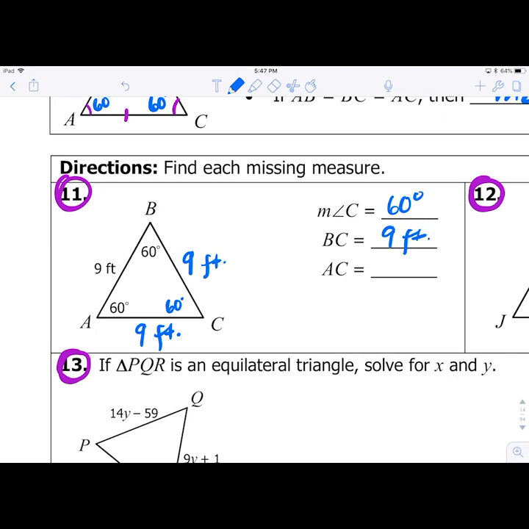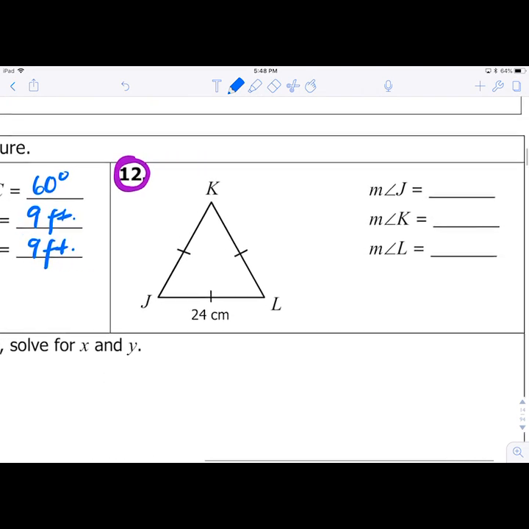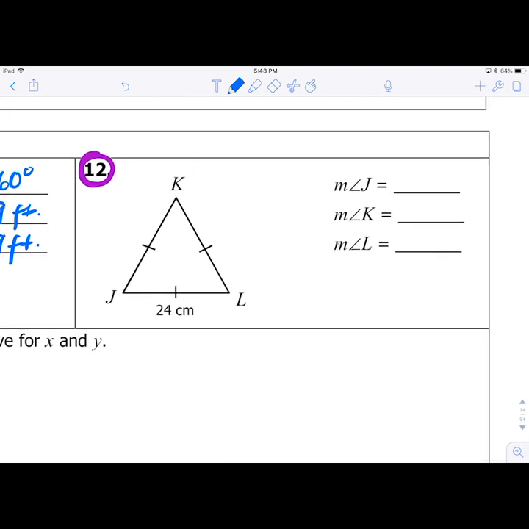Number 12. I ain't got no knowledge. That was really southern of me. I apologize.